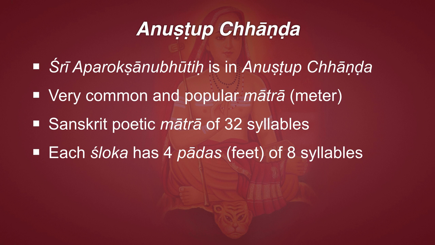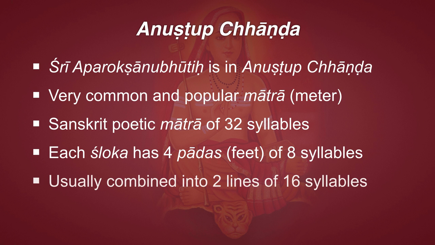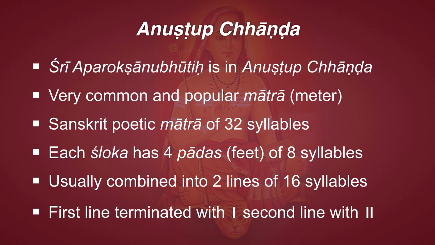And you'll come to recognize this rhythm as we go into the Sanskrit. And they're usually combined into 2 lines of 16 syllables each. The first line is terminated with a single vertical line, and the second line is terminated with a double vertical line. So this is the meter, a very common meter used in popular Sanskrit works. Back in the days, most common people could understand at least a little bit of Sanskrit. So the popular works like Bhagavad Gita, Mahabharata, Ramayana, and so on, are all written in Anuṣṭup Chhāṇḍa.